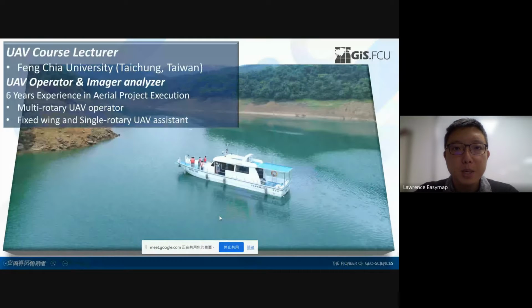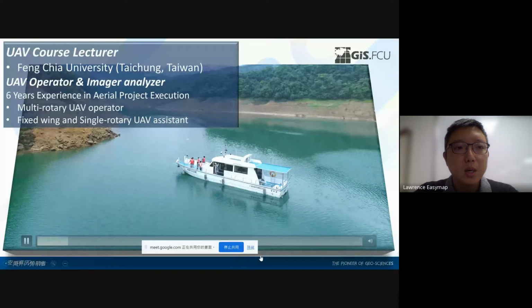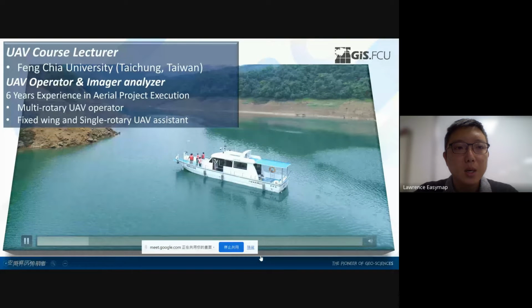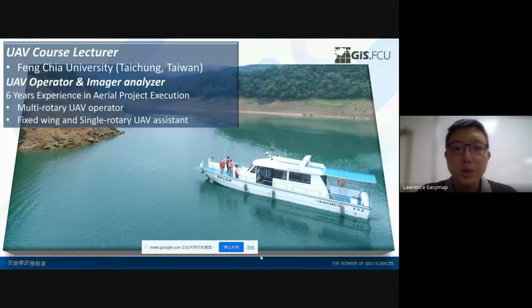Actually, I participated as a lecturer last year. If you have joined me before, I talked about the UAV images. Here is some of my little background. I'm a UAV course lecturer in Fengjia University. I participated in quite a few projects with the government and also with the private sectors. I'm also a UAV operator and image analyzer. I have around 6 years of experience handling projects with UAV, no matter the multi-rotary UAV, just like a drone that you can see very commonly nowadays, or some fixed wing and single rotary UAV.